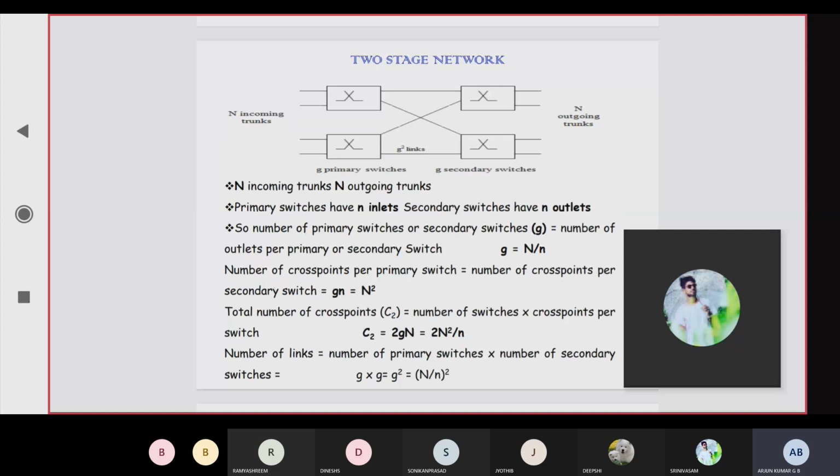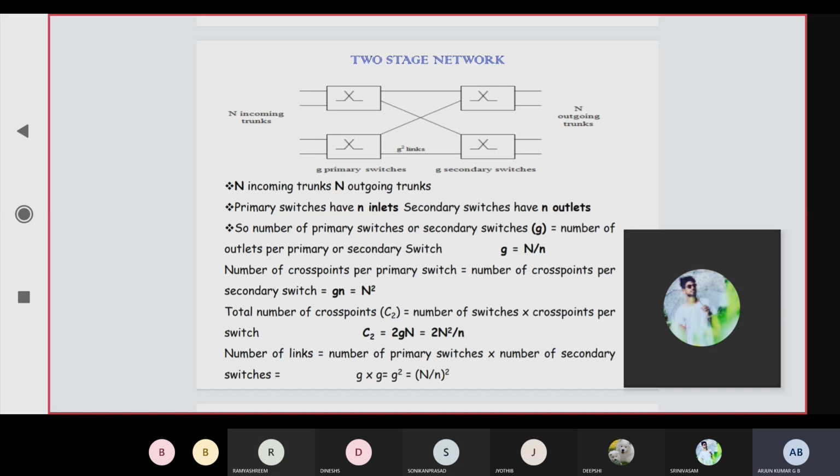What this means is, see, on the incoming trunk lines there are some number of primary switches, and on the outgoing trunks we have secondary switches with n outlets. Here N incoming and N outgoing trunks will be there. The primary switches have n inlets and the secondary switches have n outlets. G is the number of primary switches and G is the number of secondary switches. How many inlets are there in the primary switches, and similarly in the secondary switches?